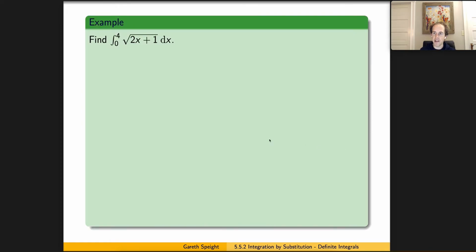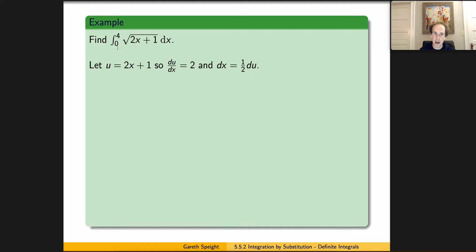Okay, so let's see how it plays out in an example. Let's find the integral from 0 to 4 of the square root of 2x plus 1. We see it's a composition function. The inside is 2x plus 1, and it's a linear function, so everything is going to work out pretty nicely. So let's see how it goes. We introduce our substitution, u equals 2x plus 1. du dx is 2, so we can rearrange and write dx is a half du.